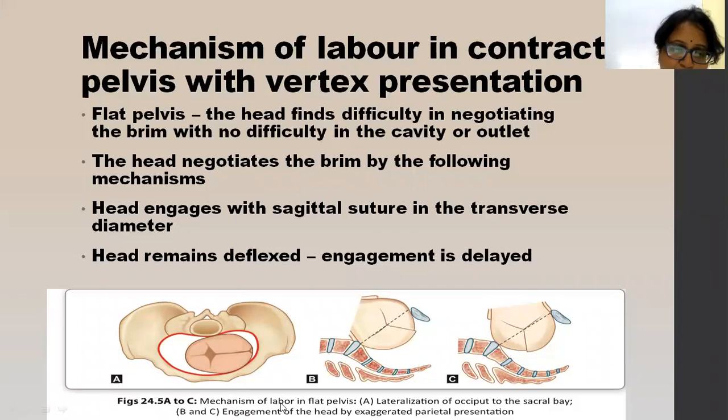And now how does the head negotiate the brim of the pelvis? In the following manner: the head engages with the sagittal suture in the transverse diameter. This sagittal suture lies in the transverse diameter when the head negotiates the brim of the pelvis. And the head will remain deflexed, like reflexed. Because of this deflexion, engagement is always delayed.